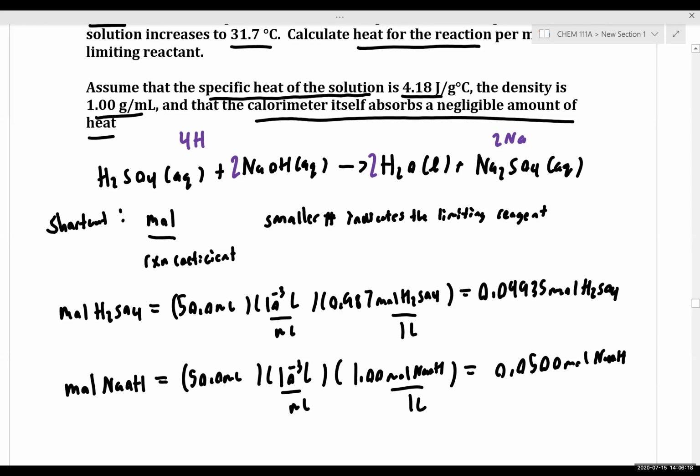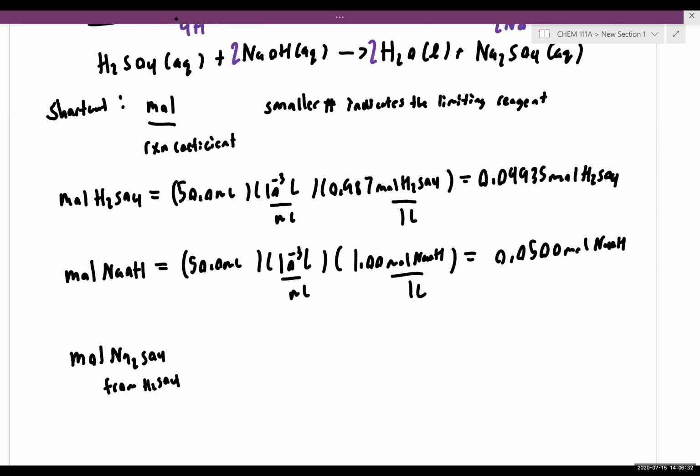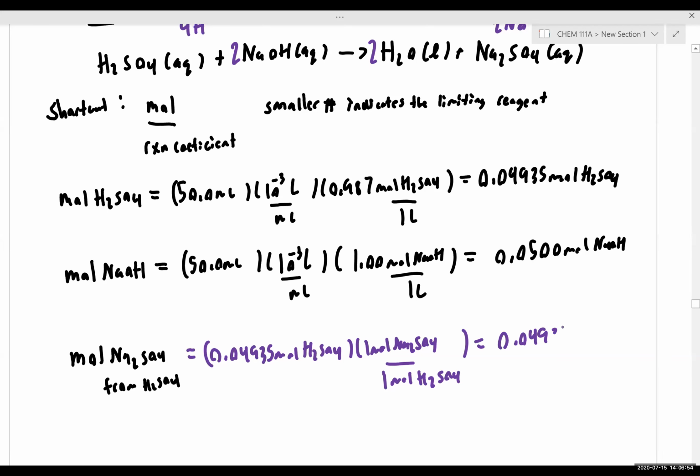Now we can't just compare the moles. We have to figure out our limiting reactant using the stoichiometry. So thinking about the moles of sodium sulfate from sulfuric acid, if all of our sulfuric acid reacts, we'd have 0.04935 moles of sulfuric acid times 1 mole of sodium sulfate per 1 mole of sulfuric acid, and that would give us 0.04935 moles of sodium sulfate.